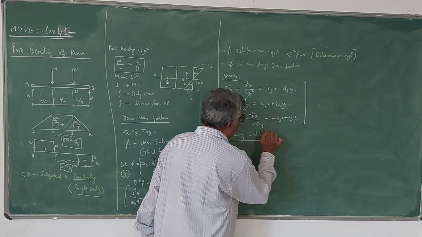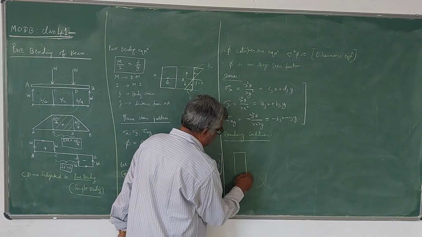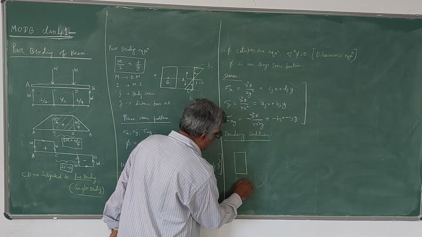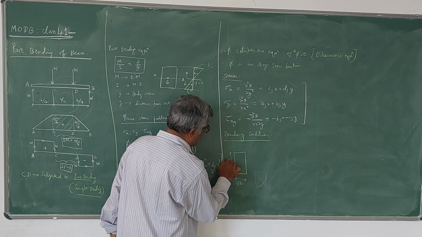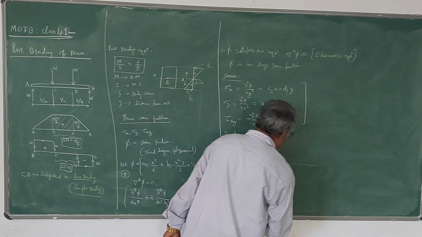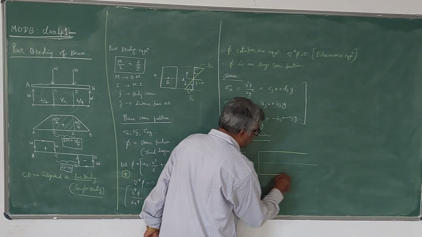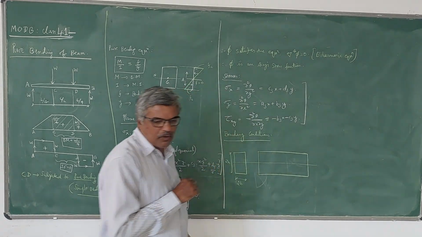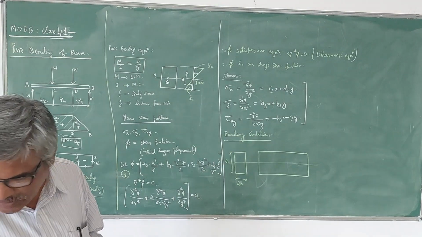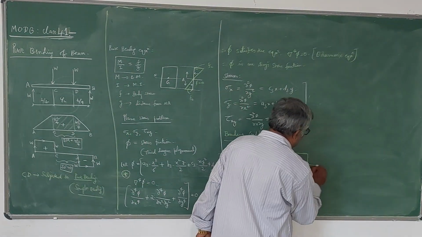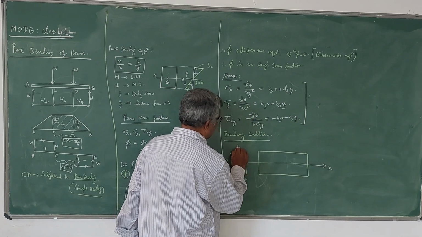For understanding the condition, I will take the cross section of the beam as rectangular. Width of the beam I will take as 2b, and depth of the beam as 2h. I will take the x-axis like this, the neutral axis. The beam runs like this. This is the simply supported beam. The x direction is along the length, and of course this becomes the y direction.